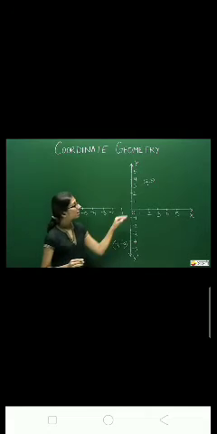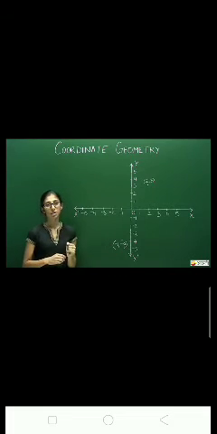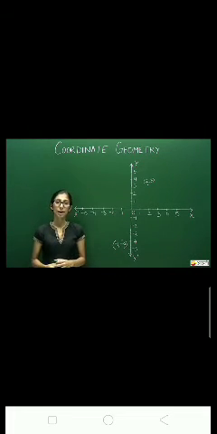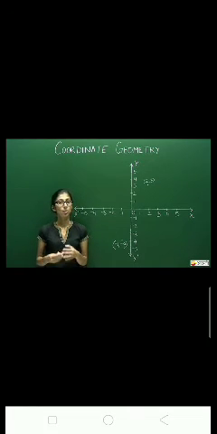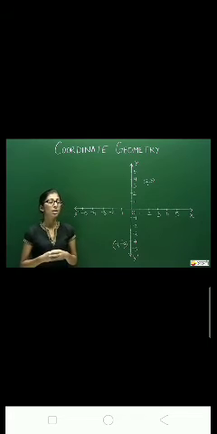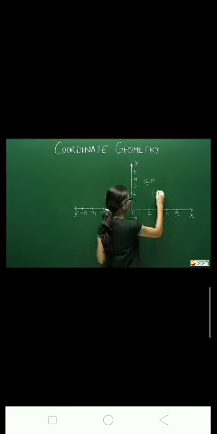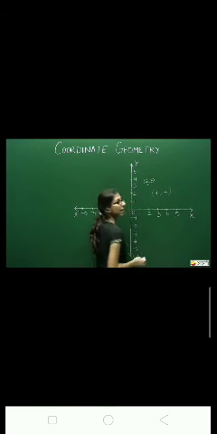We just saw that the point 2, 3 is located in the first quadrant and -1, -4 is located in the third quadrant. So how can we find out that what kind of points will lie in what quadrants? Let's try to see that. So for any point to come in the first quadrant, it will need to have a positive x coordinate and a positive y coordinate. So all points in the first quadrant have positive x and positive y coordinates.